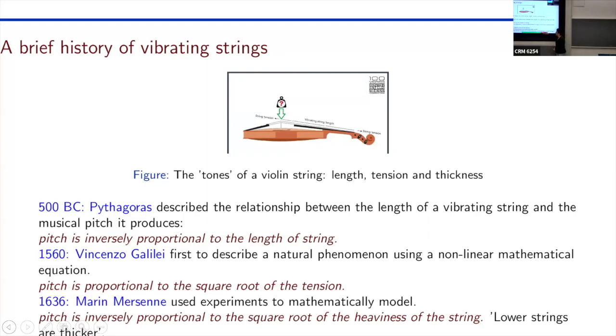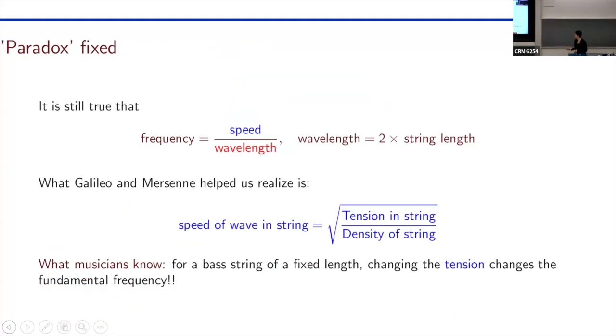And then, several decades after that, Mersenne used experiments to mathematically model what was going on with strings as you change their thickness. He realized that the pitch is inversely proportional to the square root of the density. And that might actually help us.